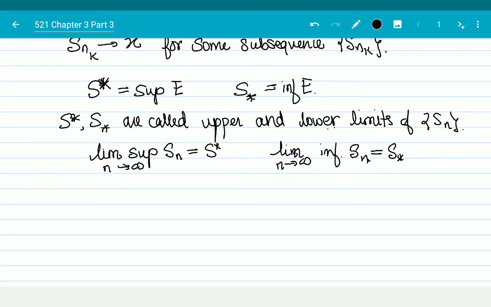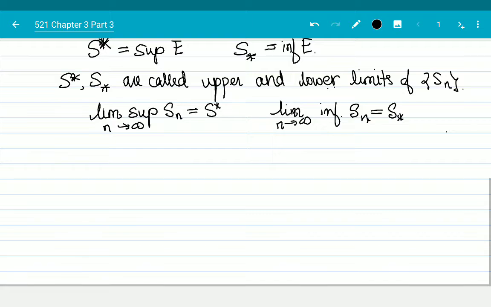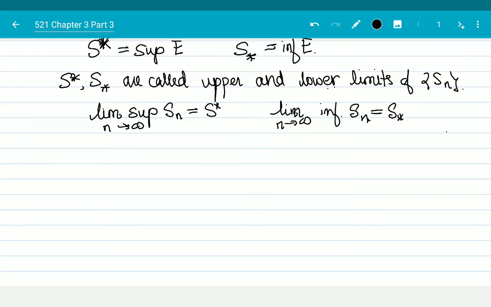I will probably refer to them as lim sup and lim inf more than upper and lower limit, because that is the more standard terminology, but calling them upper and lower limits is perfectly fine for the course. These limits are extremely useful, and we'll see why.